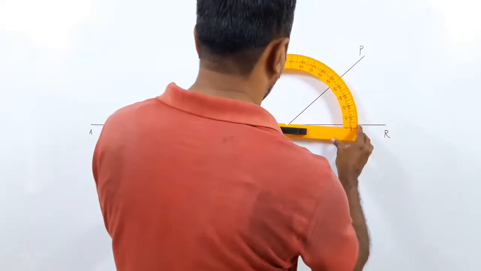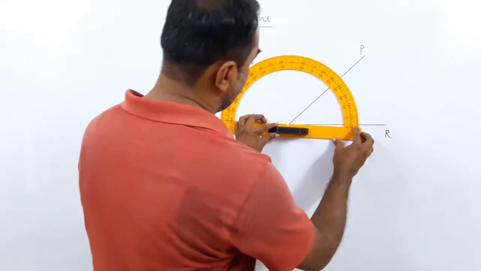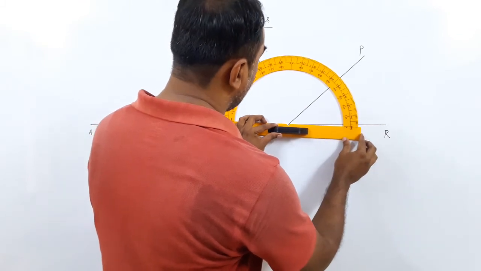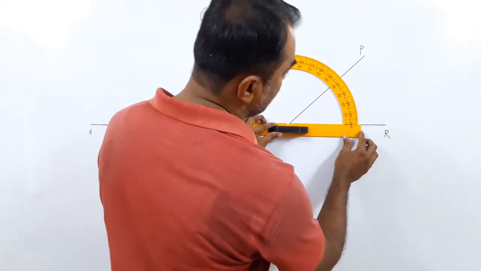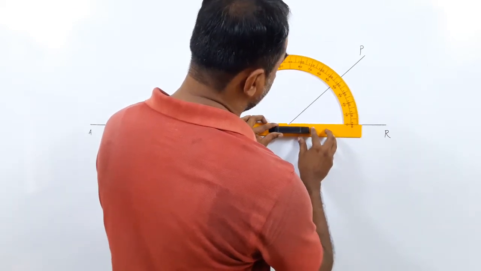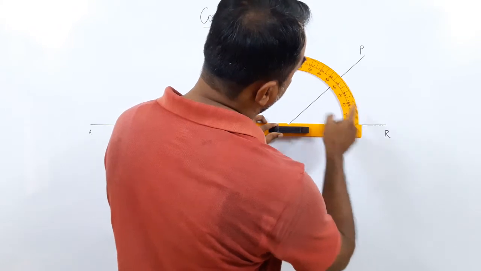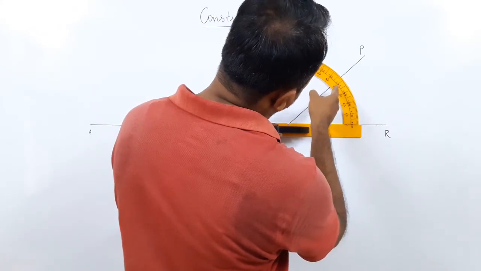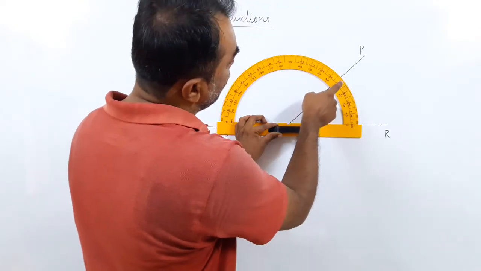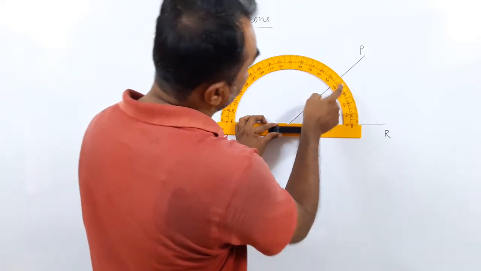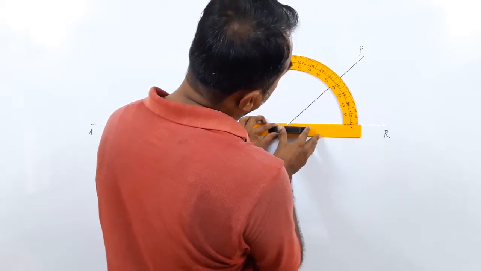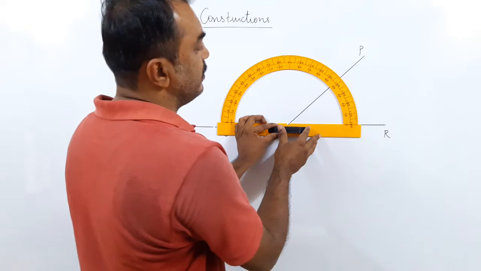See how do we measure the angle? I put this exactly in the center, and this line should come on the 0 degree. You can see I put this exactly in the center with the line at 0 degree. The angle is 40, 41, 42, 43, almost 43.5. So the angle is 43. Can you see this?